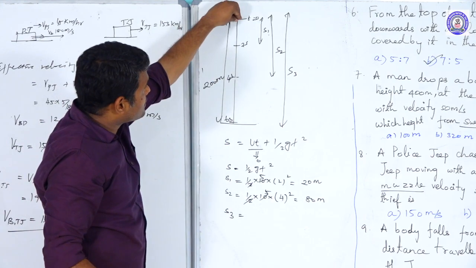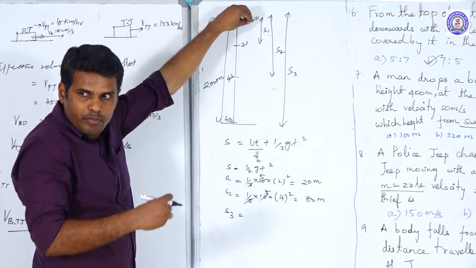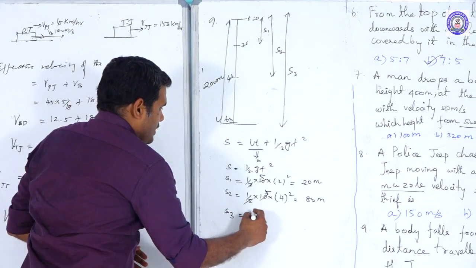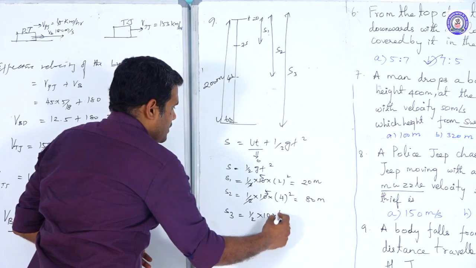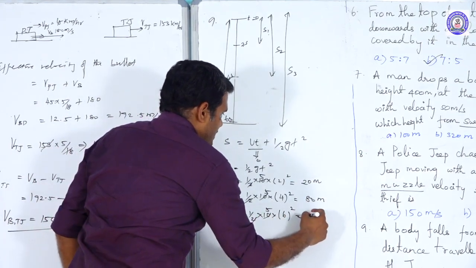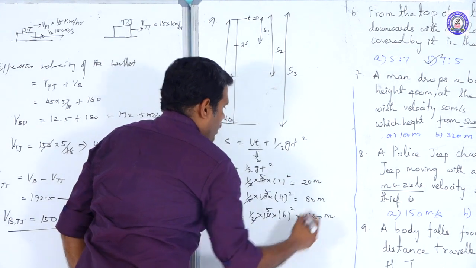S3: once again, you are coming from the starting point. Initial velocity is 0. After 6 seconds, it reaches the ground. So S3 equals half into 10 into 6 square. This is 5 into 36, we will be getting 180 meter.